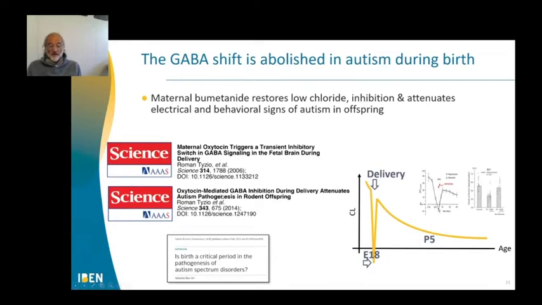Then we discovered that in the autism model, this abrupt shift does not take place, as if oxytocin had not acted. So chloride remains elevated during delivery and subsequently. And if you give bumetanide to the mother to reduce chloride during that period, you reinstate the chloride reduction, and you attenuate the severity of autism, suggesting that birth is a critical period in the pathogenesis of autism.